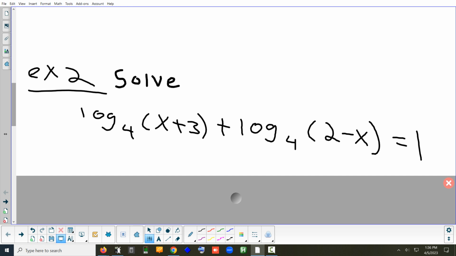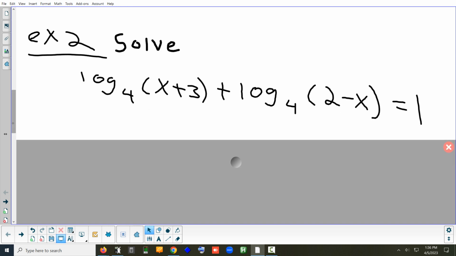Let's try this one. So it says log base 4 of x plus 3 plus another log base 4 of 2 minus x equals 1. Okay, the first step in this kind of problem is going to be to eventually get rid of all the logs. Okay, that's the goal. So once we turn this into a problem without logarithms, it's going to be algebra from there.